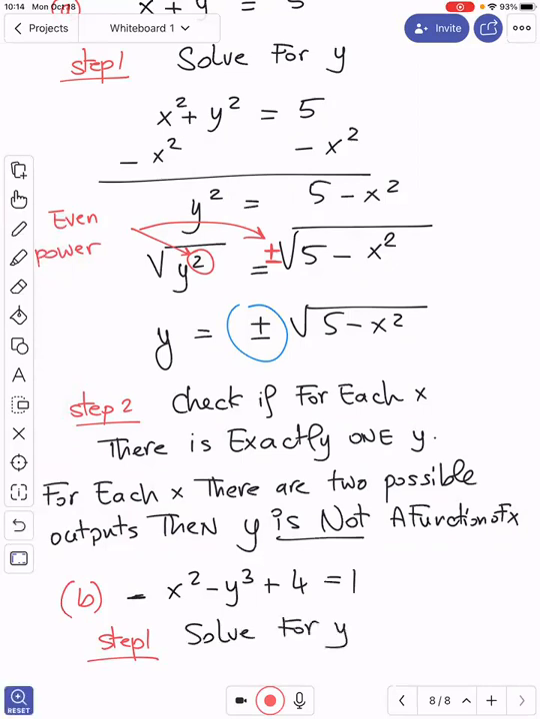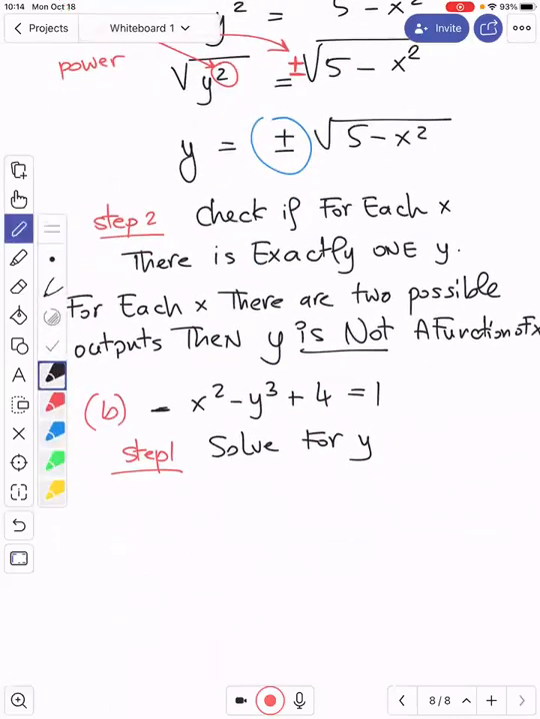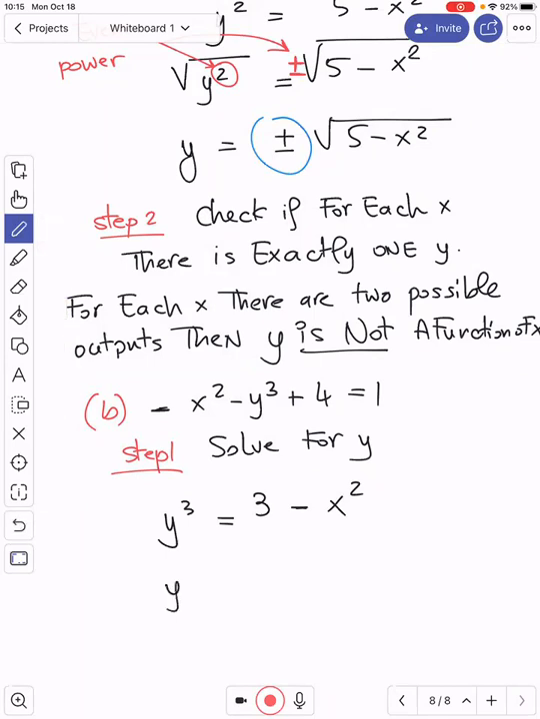Okay. So when you solve for y in this first step, you're going to end up with y cubed equal to 3 minus x squared. Sorry, minus x squared, right? And then when I get rid of the cube, you apply the third root. 3 minus x squared. So you apply the third root.